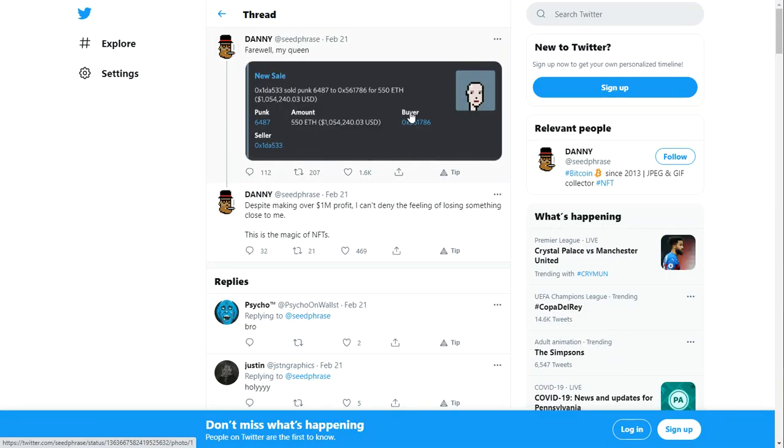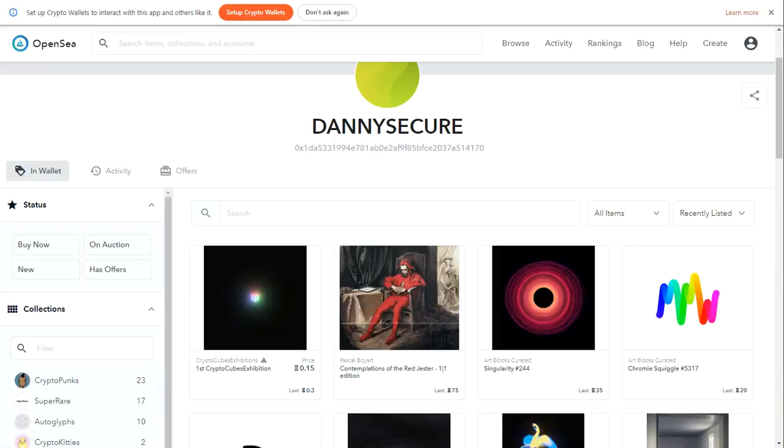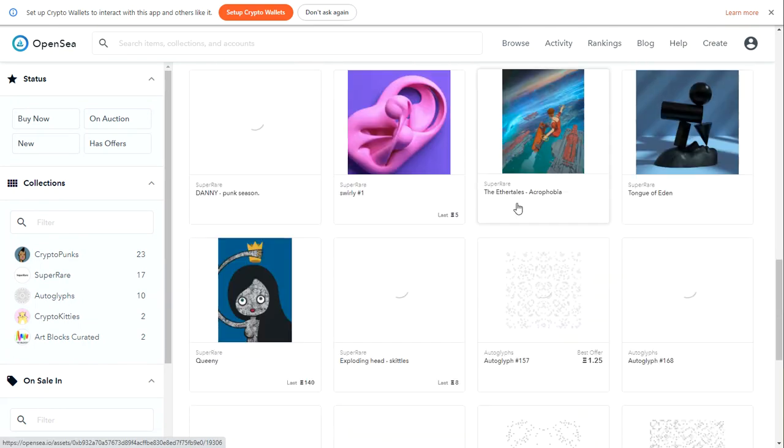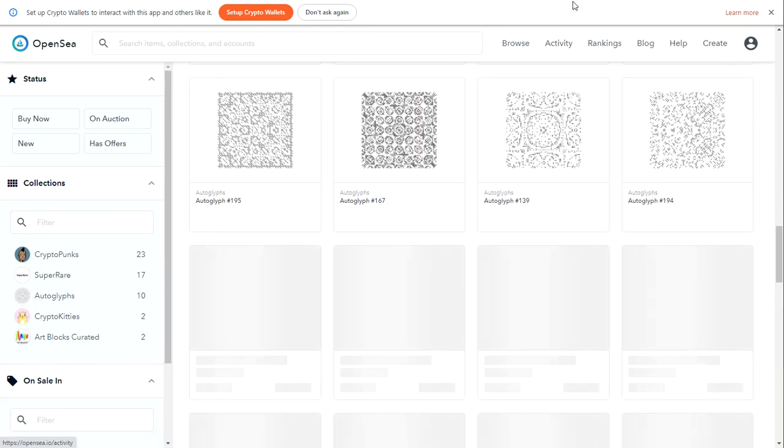Here's a guy. He just recently sold this cyberpunk mask, I believe it is, for 550 ETH. At the time it was worth $1 million. Here's this guy's OpenSea, which we just talked about, his OpenSea art gallery of things that he owns that are for sale. You can kind of go through and play around. That's also in the show notes.